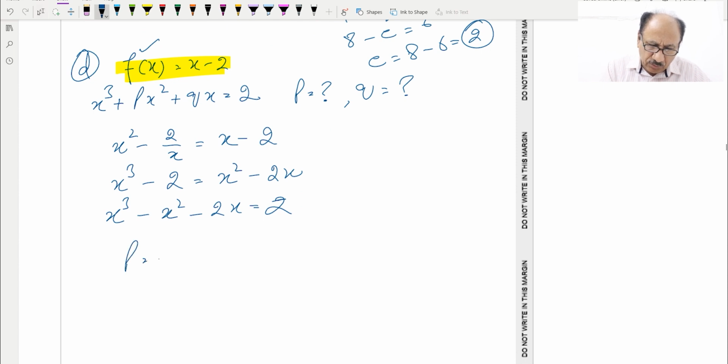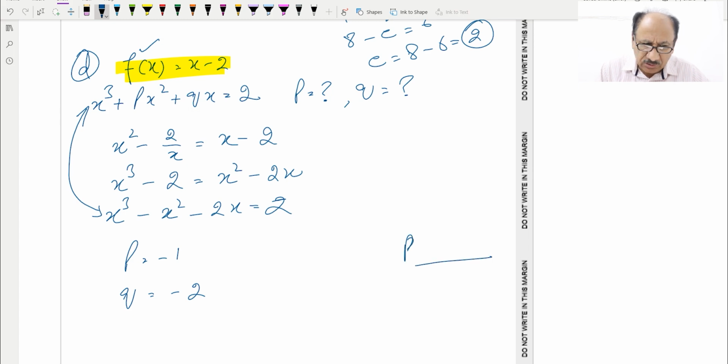p value is equal to -1 and q value is equal to -2. When we compare this equation with this one, we will get this p and q value, and the proper answer at the given location, p is equal to -1 and q is equal to -2, and this is 2 marks part. So this question is done.